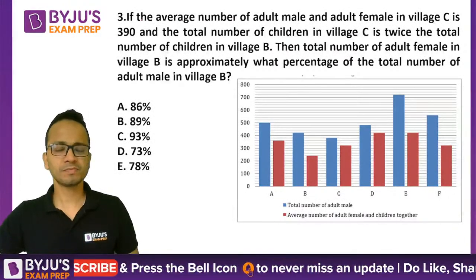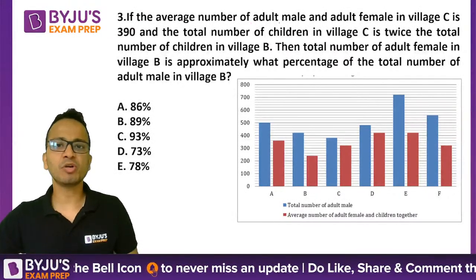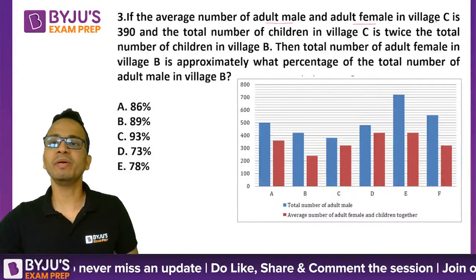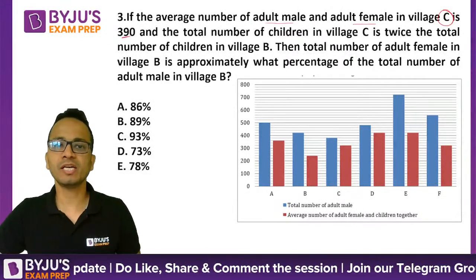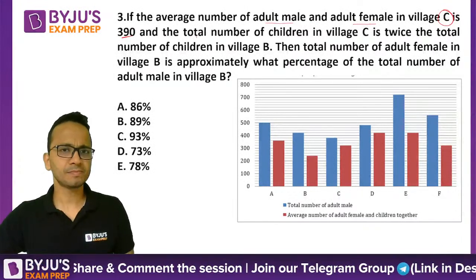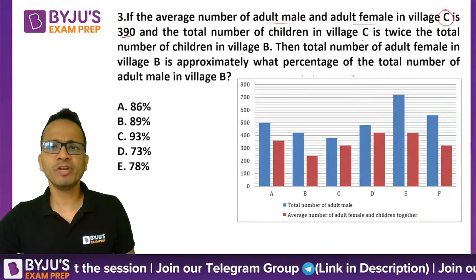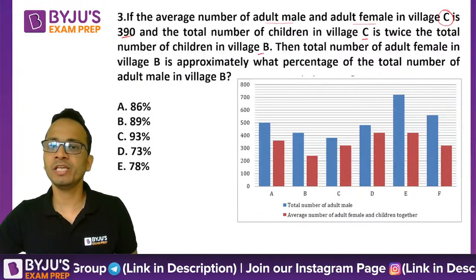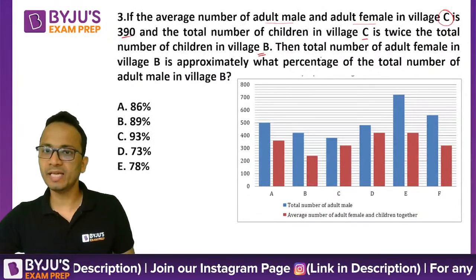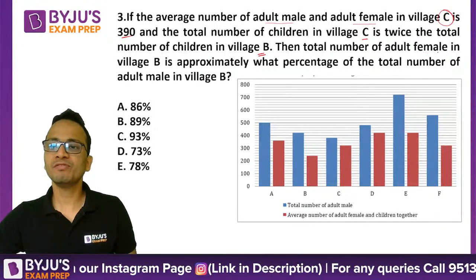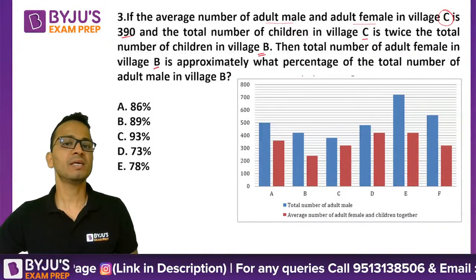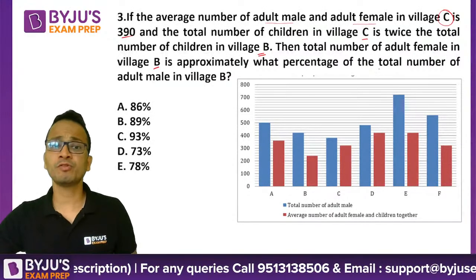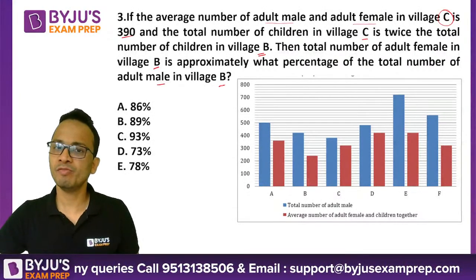So the question is, careful: if the average number of adult male and adult female of village C is 390, and the total number of children in village C is twice the total number of children in village B, then the total number of adult female in B is approximately what percentage of the total number of adult male in village B.